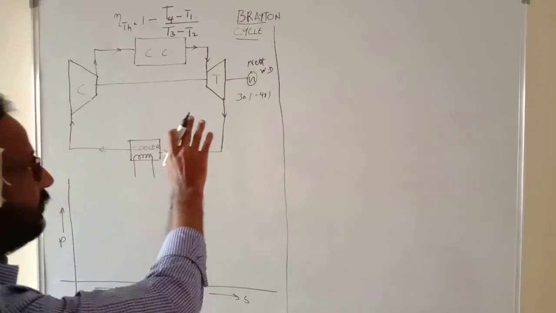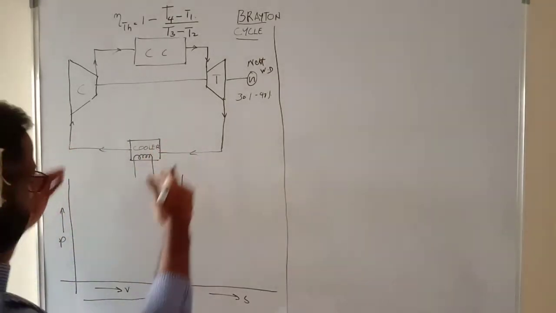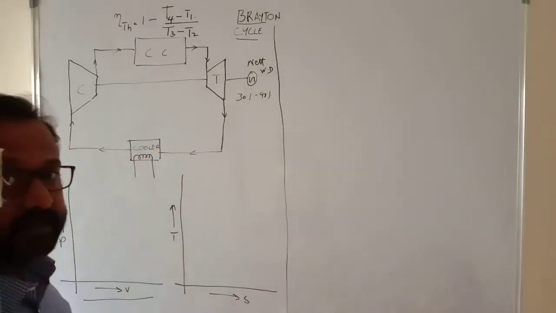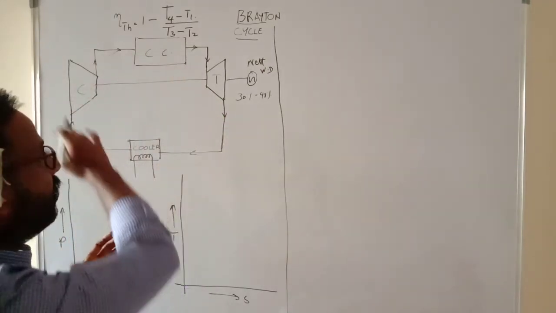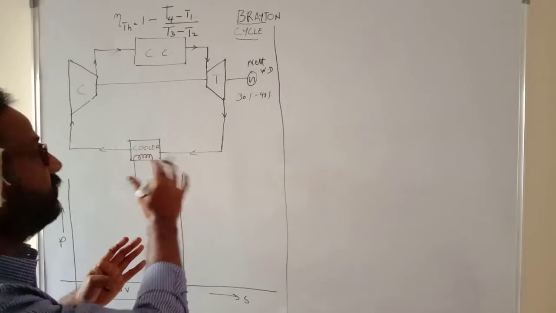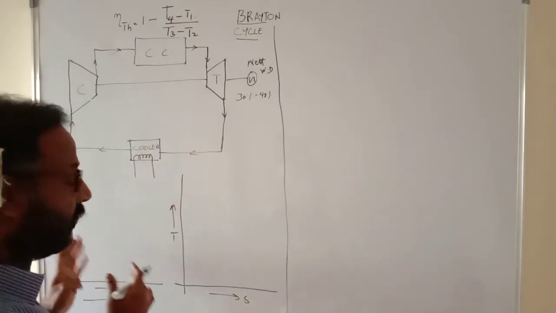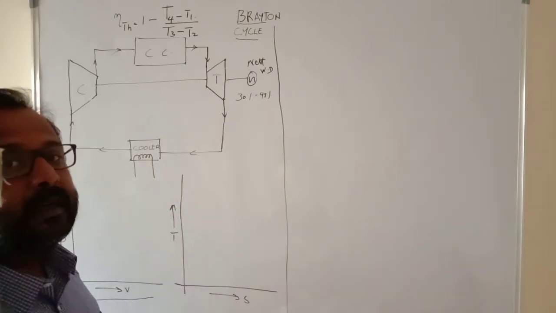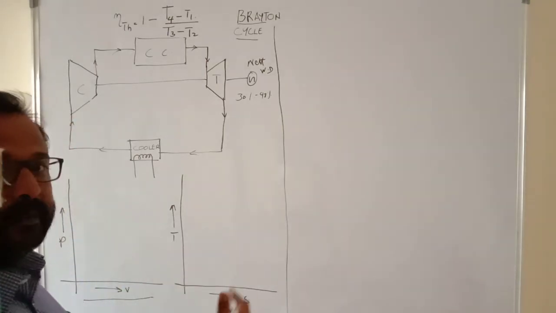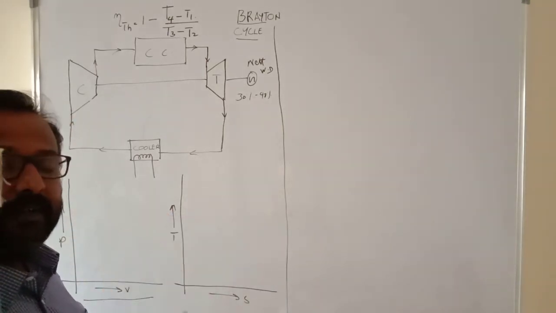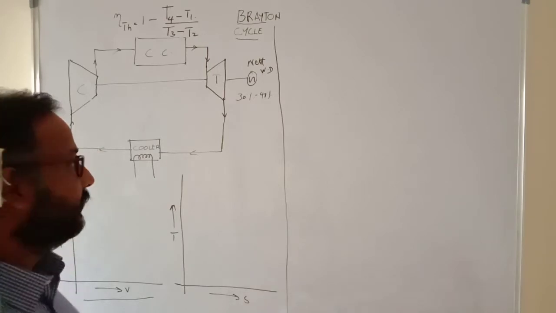Having said all these, now let us see how it looks on a PV and TS diagram. If we plot the graph of the total work being done in this system, we'll see how it can be denoted in a PV and TS diagram, and what the different factors are that affect it. Thereafter we'll go and derive the thermal efficiency.